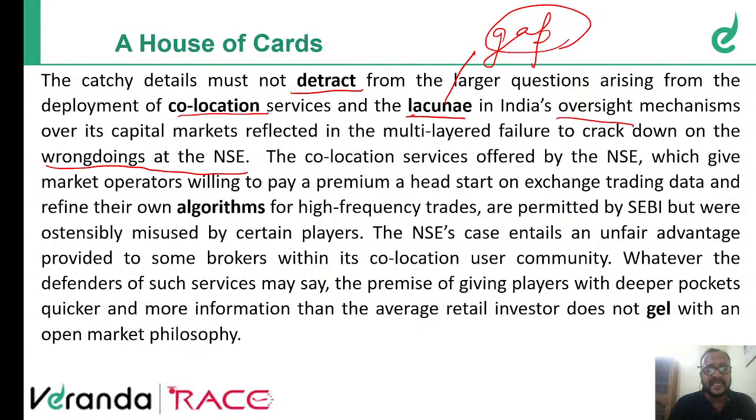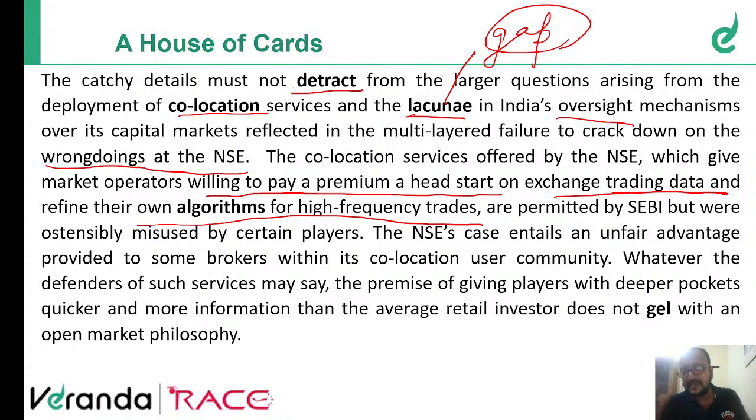The exchange of data was taking place by Chitra Ramakrishna. Well, the co-location services offered by the NSE give market operators willing to pay a premium a head start on exchange trading data, and refine their own algorithms for high frequency trades. So what happens in co-location is that the market operators are ready to pay a premium for a head start on exchange of trading data and refine their own algorithms. Own algorithm means their own flow of information, own flow of actions, activities for high frequency trades. So this happens when the data is known to the market players.